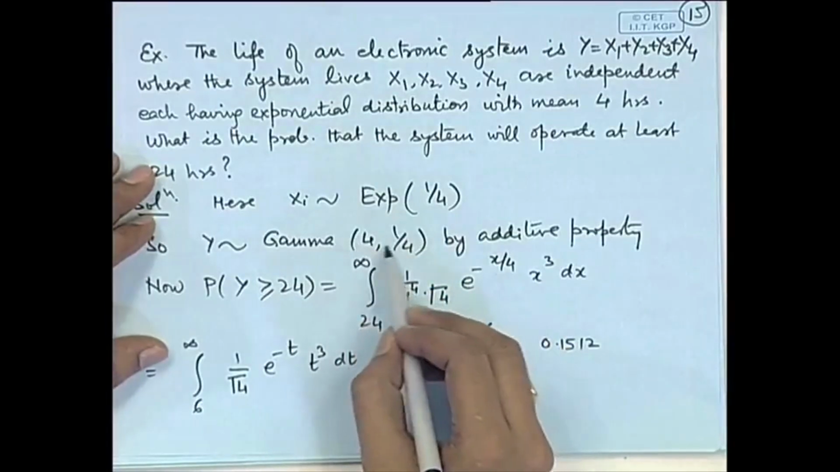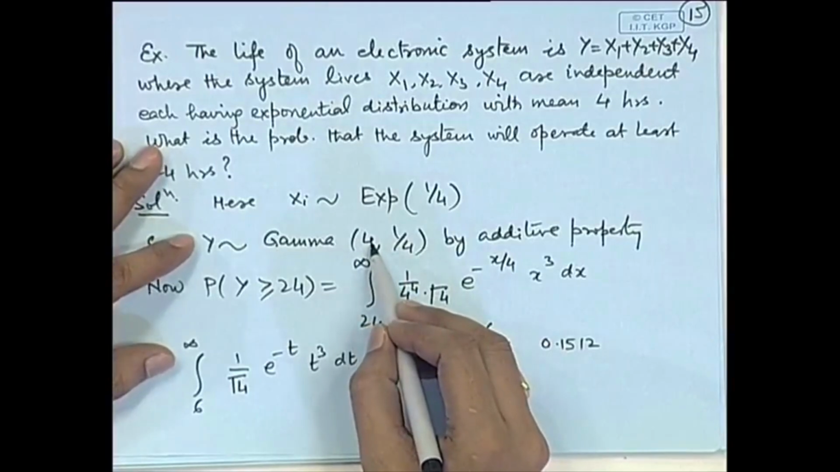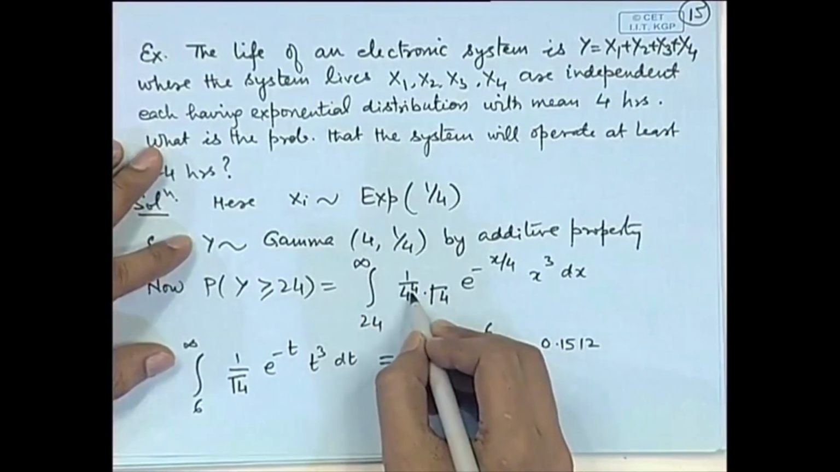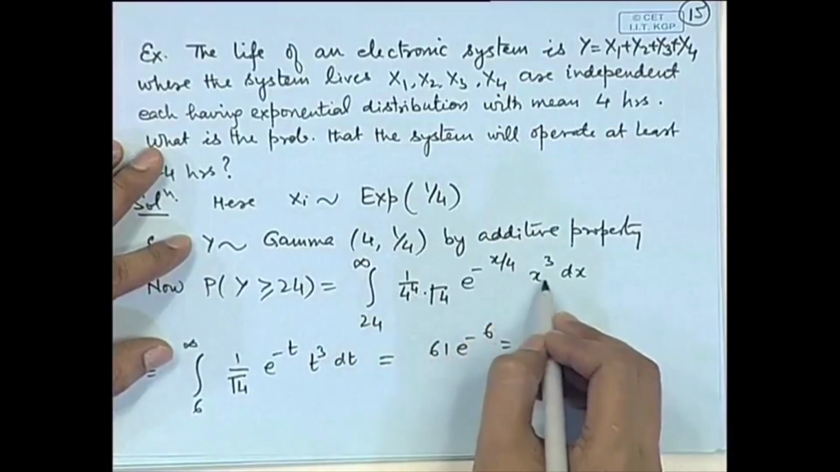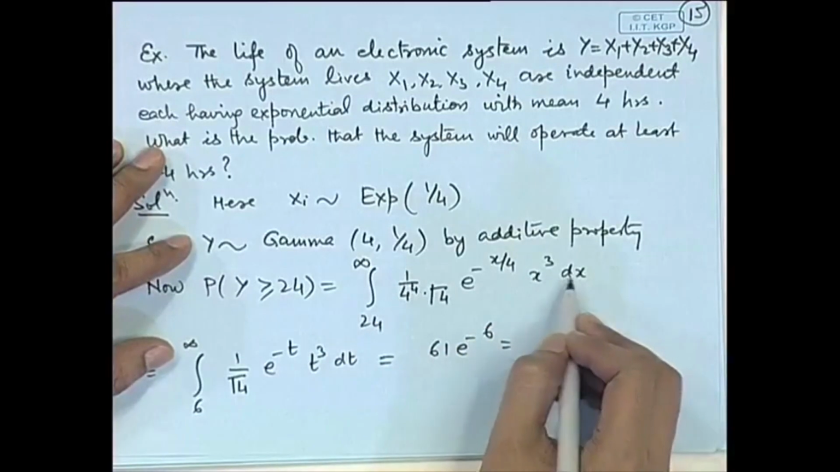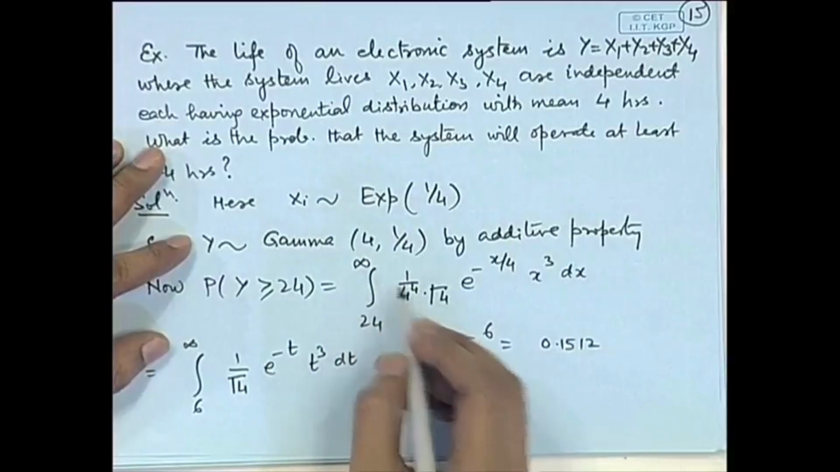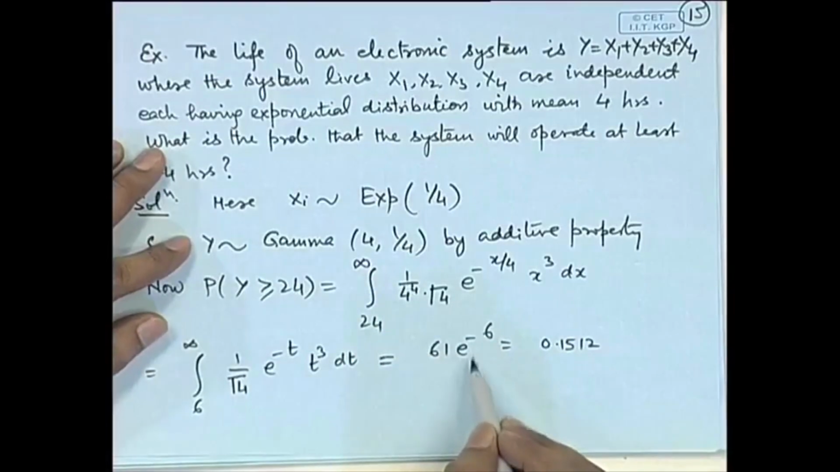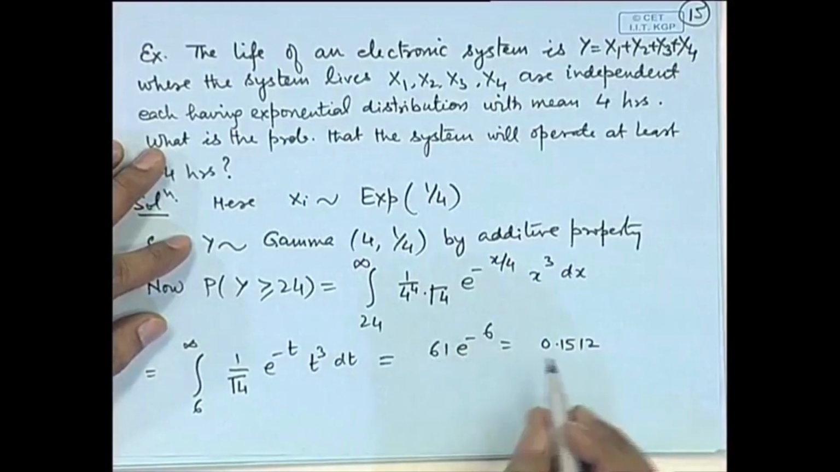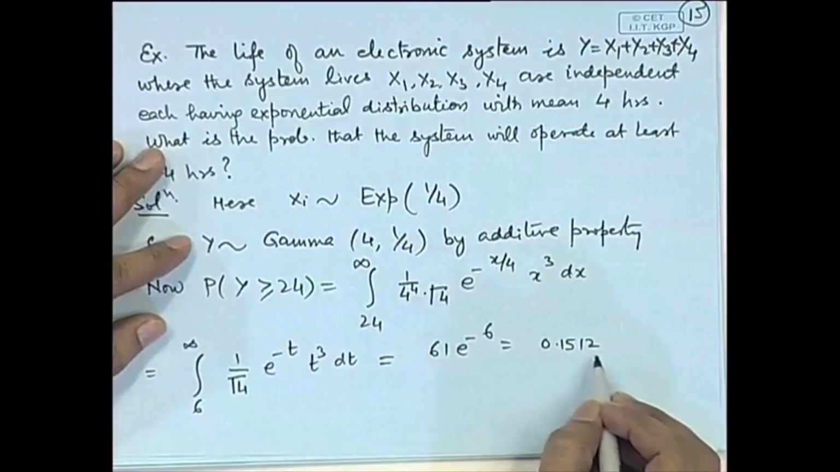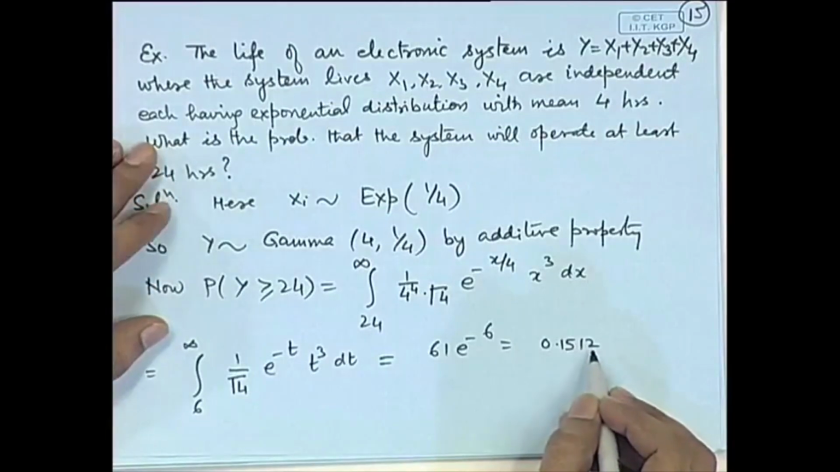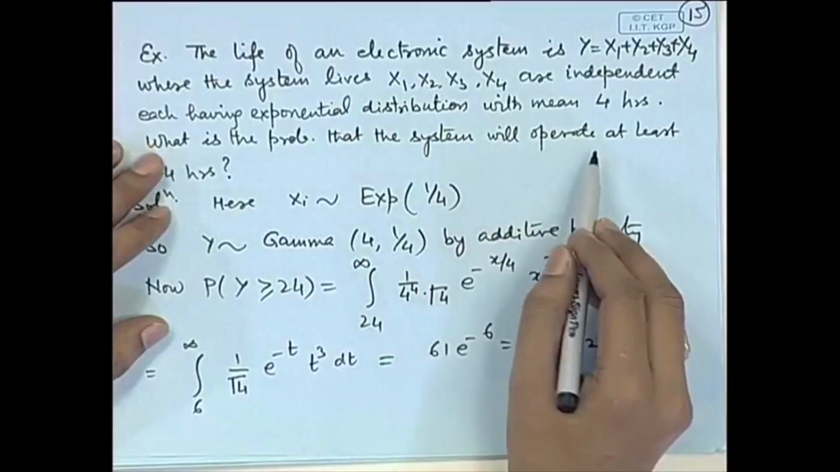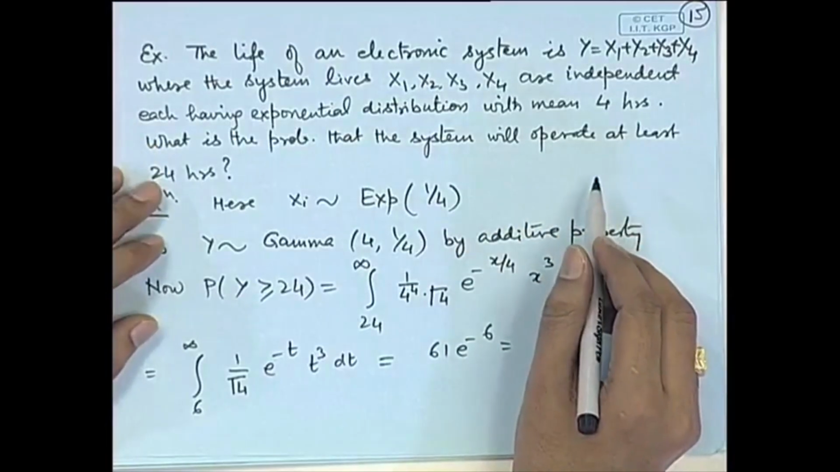Now, the density of a gamma distribution with parameters 4 and 1 by 4 is given by 1 by 4 to the power 4 gamma 4, e to the power minus x by 4, x to the power 4 minus 1. So, we integrate from 24 to infinity. After some simplification this value turns out to be 61 e to the power minus 6, that is 0.1512. That is, there is almost 15% chance that the system will be operating for at least 1 day.